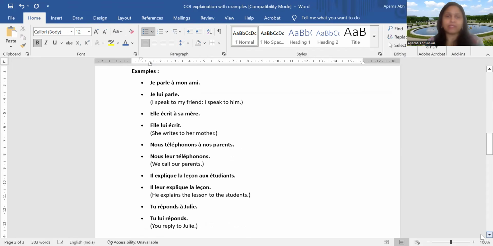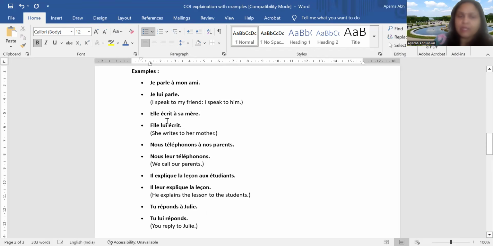Now see the examples here. Je parle à mon ami. So after the verb, we ask the question, à qui, to identify the indirect object, right? So je parle à qui? À mon ami. So à mon ami is the indirect object, okay? And à mon ami will be replaced by lui. So it becomes je lui parle. It is the indirect object, third person singular.